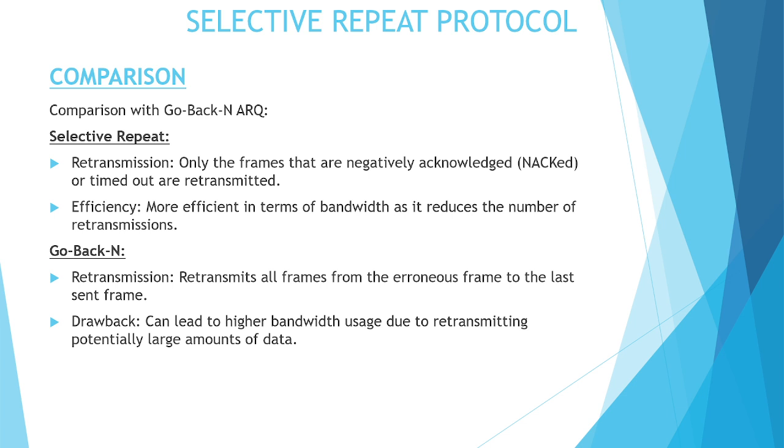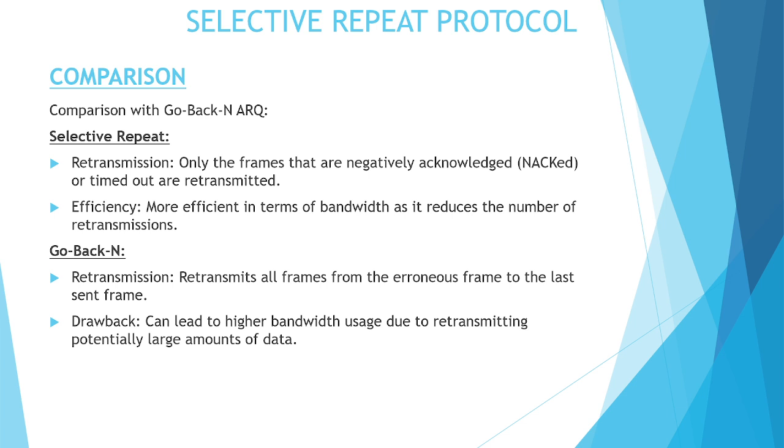So coming to the difference between selective repeat protocol and go back N protocol. Selective repeat protocol retransmits only the frames which are negatively acknowledged, or which have timed out, or which are corrupt or lost somewhere.